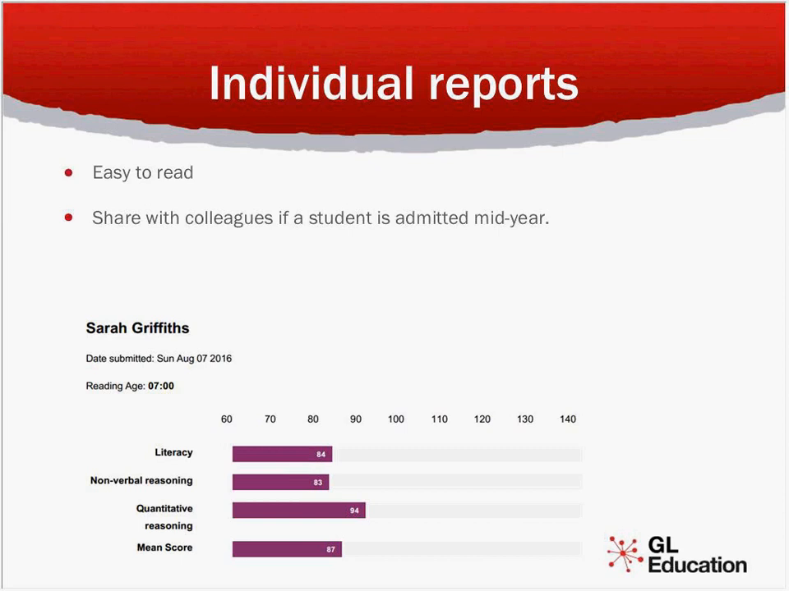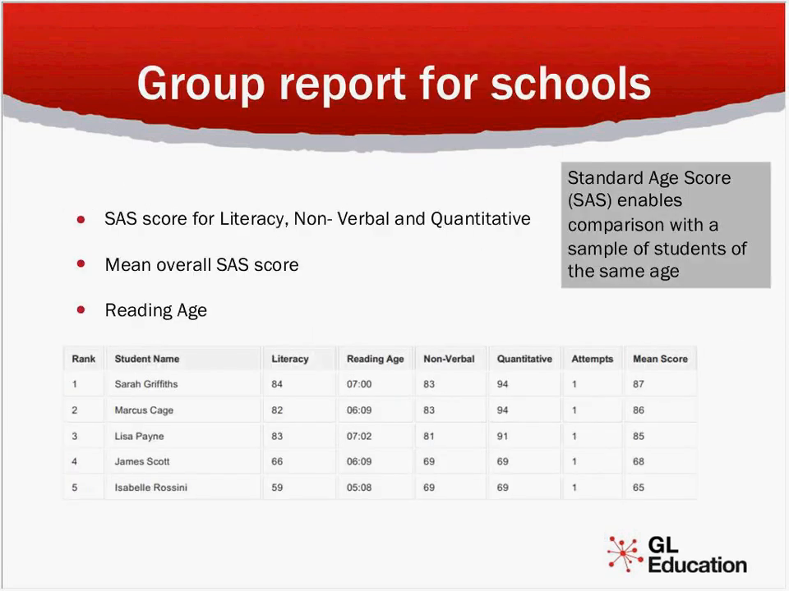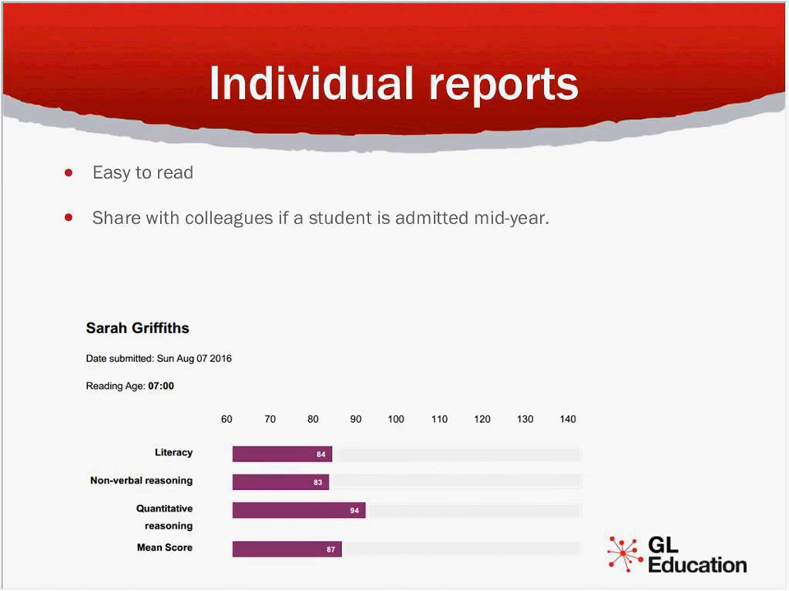Individual reports. What I've just shown you, I'll just flick back to remind you, was a group report, so you just see those top line scores for each of the students who have taken the assessment, and then you click on the names and drill down to each individual student. In this example, we can see that Sarah Griffith got a literacy score of 84. So looking back to that graph, remember that 100 is the average. 84 is a low score. So literacy-wise, she is well below that average range.